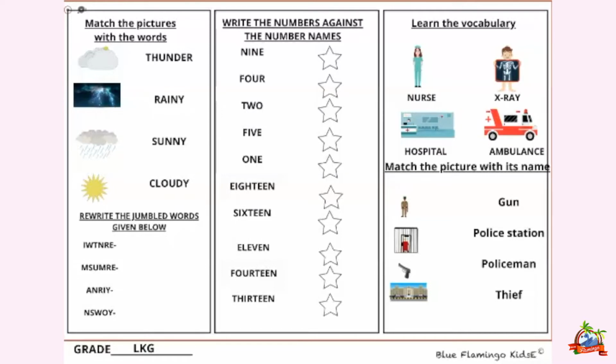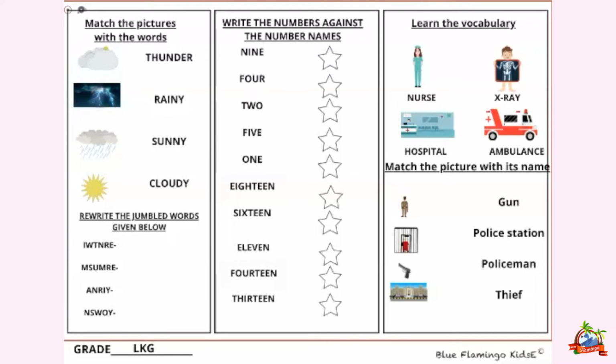In the next picture, the cloud is raining, so it is rainy. The last one, the sun is shining, means it is sunny. So we have to match these with their words. Now see the next question.